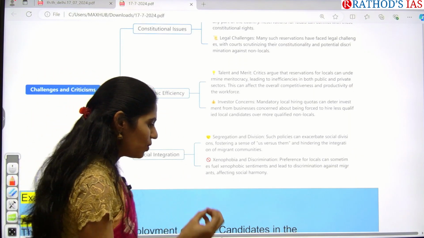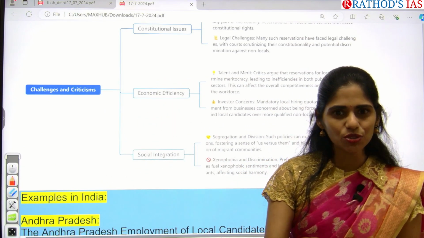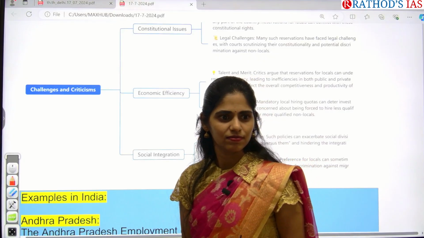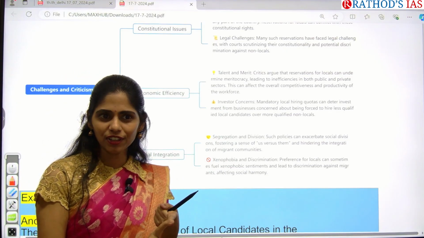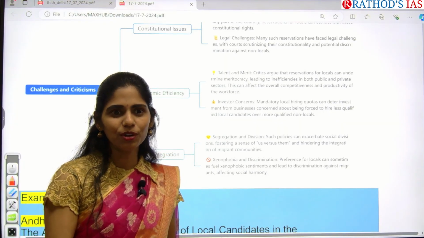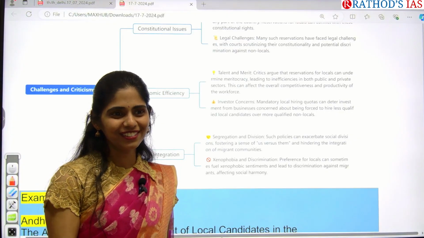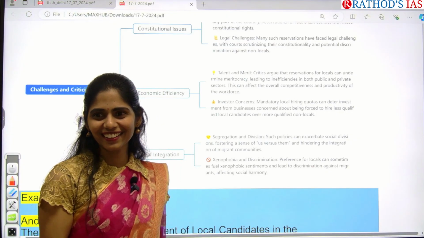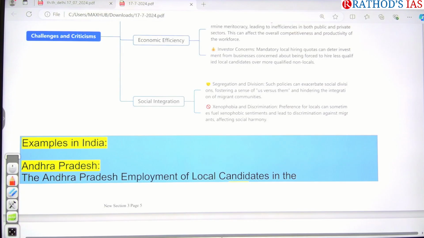And whenever there is a quota for hiring local people, will industries get more investments? Investors always focus on profit. When will they get profit? Whenever they recruit more talented or more meritorious people. So if they are giving the job to Manoj, how will they invest more there? Okay, so the next one is social integration, which is also a problem.